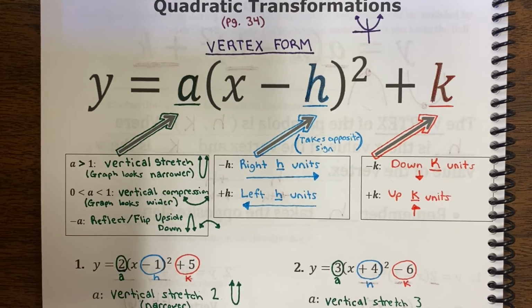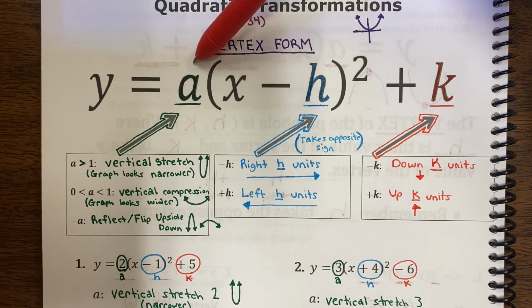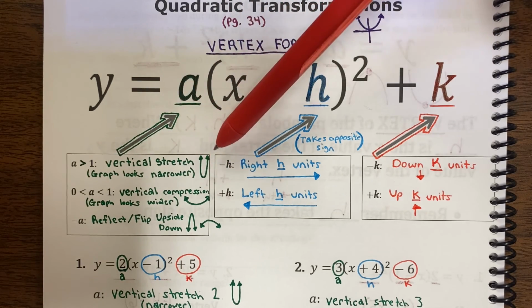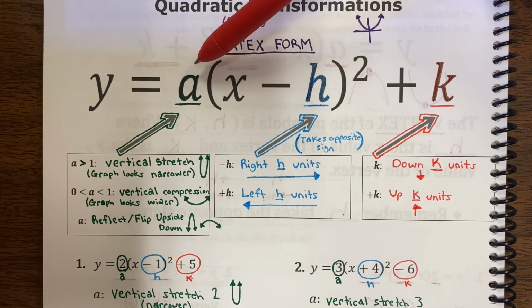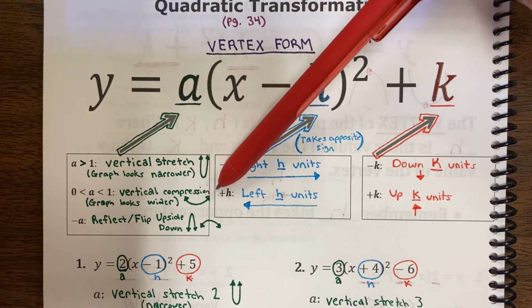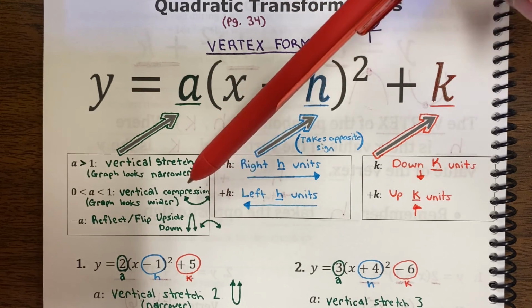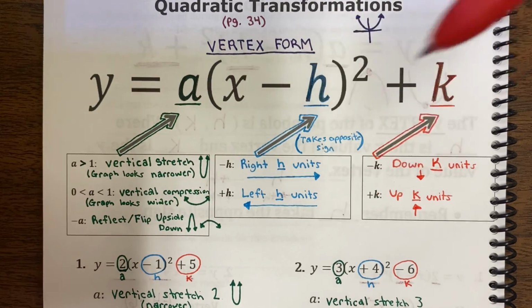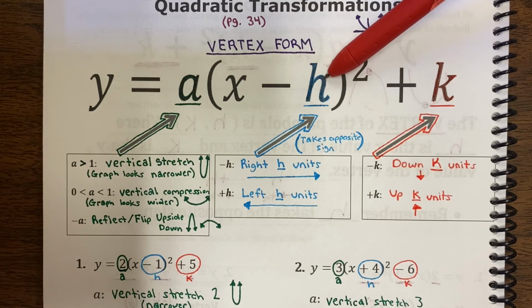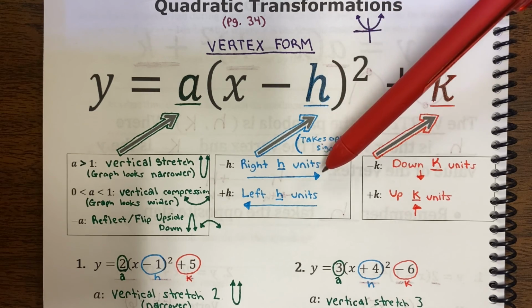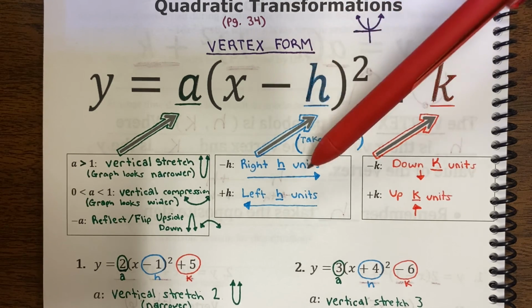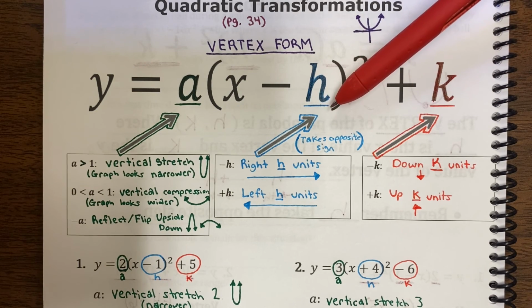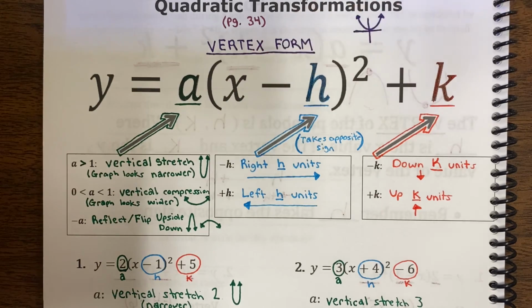So the key takeaway here is that if there's an A value and it's greater than 1, then it's going to get slim. If it's a fraction between 0 and 1, then it's going to get wide. And if it's negative, which could happen with either of these or with no value, then it's going to flip upside down. With the H, it's going to take the opposite sign. So if it's negative, it's going to go right H units. And if it's positive, it's going to go left H units.